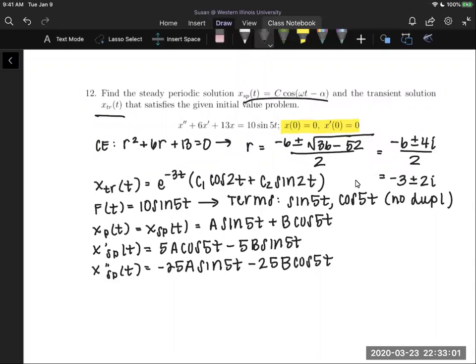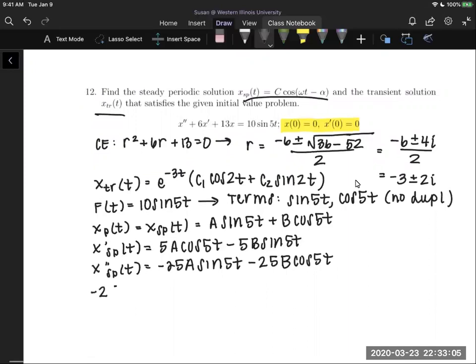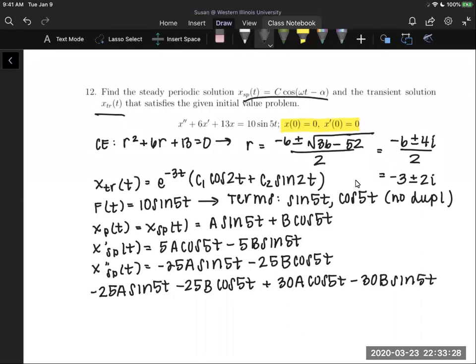All right, so plugging it into the original DE, I have the following. -25a sine 5t minus 25b cosine 5t. Now 6 times the derivative gives me a 30a cosine 5t and a minus 30b sine 5t. And then finally, I want to add 13 times the original steady periodic function. And this all is to equal 10 sine of 5t.